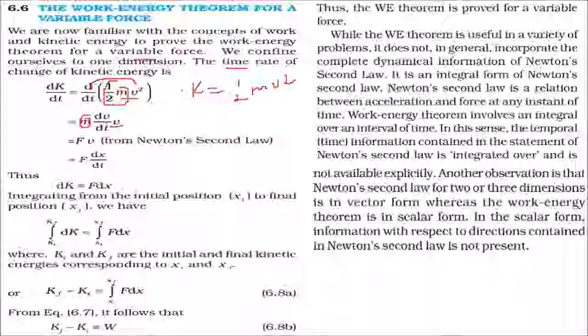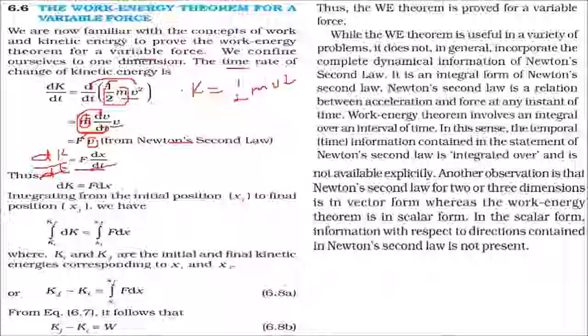But you know that from Newton's second law of motion, m times dv/dt is what? a, m is mass, and m into a is what? Force. So we can write this as force, and this is velocity. And this velocity is what? dx/dt, so F into dx/dt. So this F into dx/dt is dK/dt.